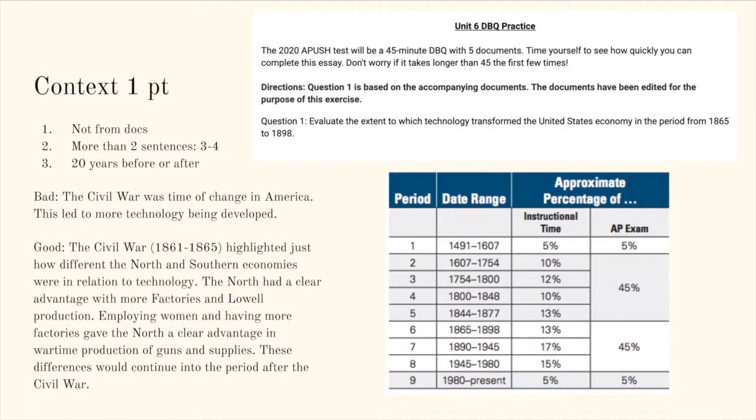So again, looking at this prompt, it's asking us about 1865 to 1898. I know that 1865 is the end of the Civil War, so I think I'll talk a little bit about the Civil War to provide context, right? A good way to do this is 20 years before or after, so take a look at whatever period they're talking about and then pick up your handout from the previous or the period after, because you can talk about before or after the topic.